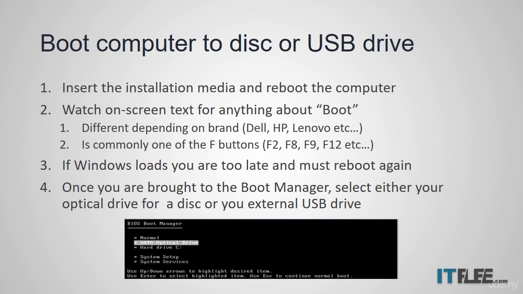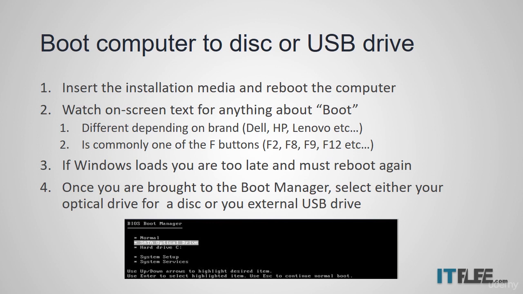Now, once you're brought to the boot menu, you'll need to either select your disk drive, which could be called your optical drive, or your hard disk drive where you have the installation media installed. So it might say USB drive, it might say the name. If you have a Seagate, it might say Seagate USB drive. You'll just need to go through the menus and pick the appropriate option.